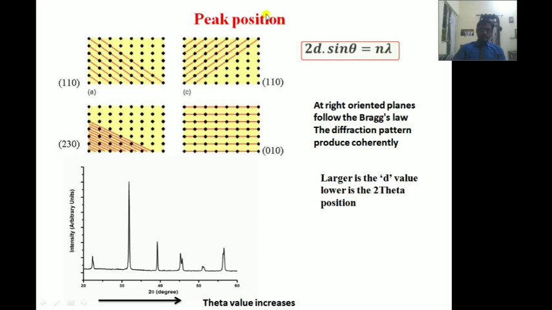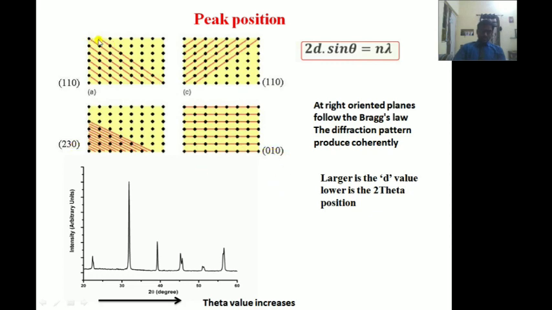The first thing is the peak position. Peak position means the 2 theta position gives the idea of peak position. Here is the lower angle position, here is the higher angle position. So 20 is the lower angle in this case and 60 is the higher angle. Applying the 2d sin theta equal to n lambda condition, I may discuss the 2D crystal. This is the 110 plane, this is a 110 plane also, this is the 230 plane, and this is the 010 plane.